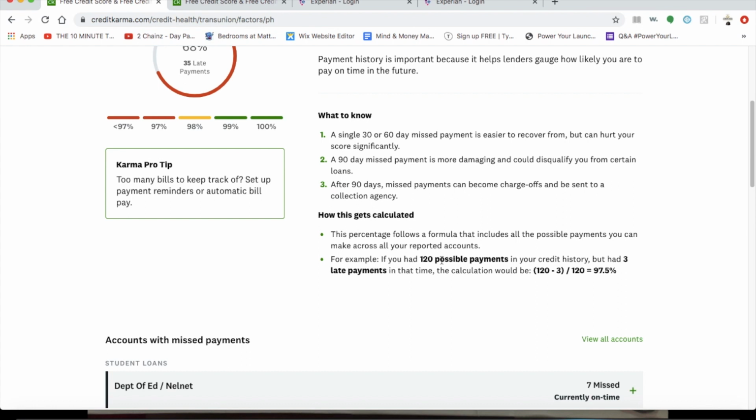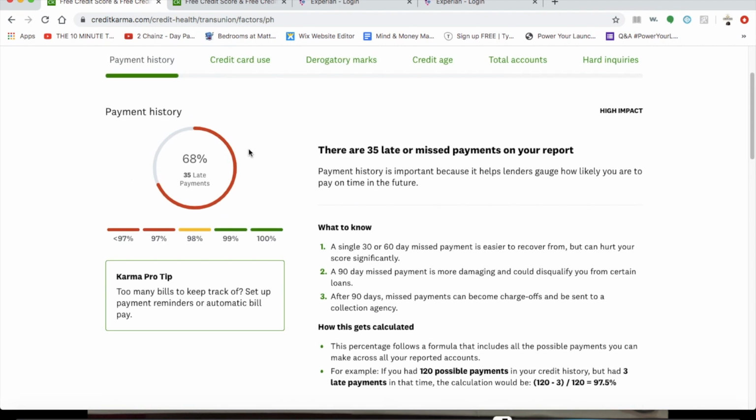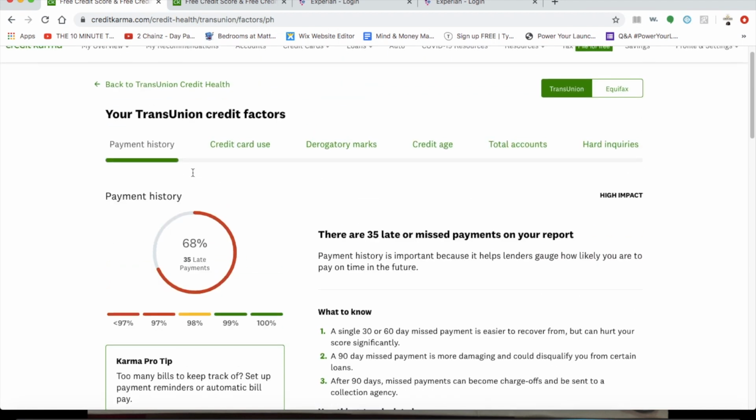For example, if you had 120 possible payments on your credit history, but you had three late payments, here's what the calculation would be. 120 minus 3 divided by 120, which of course would be 117 divided by 120. That gives you 97.5%. You see how they come up with your actual payment history percentage.